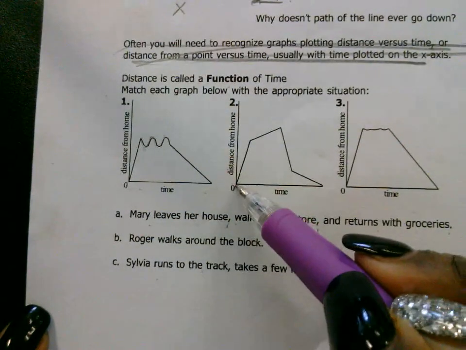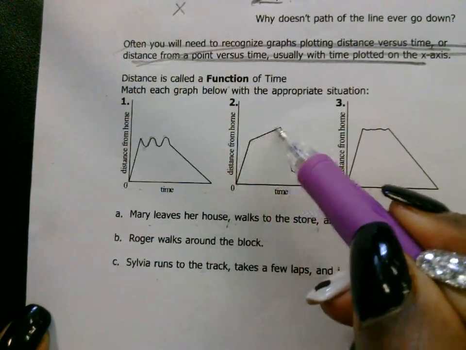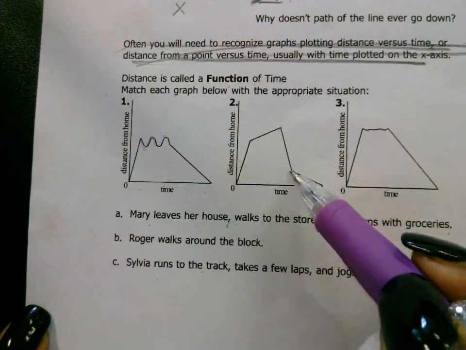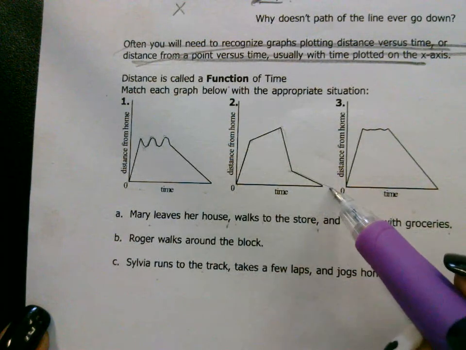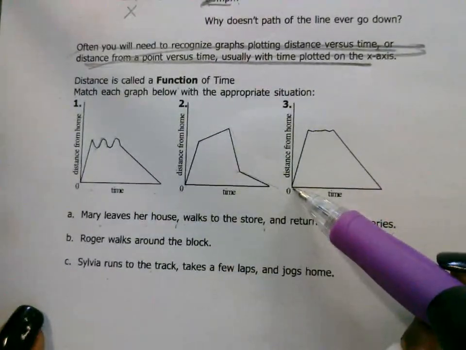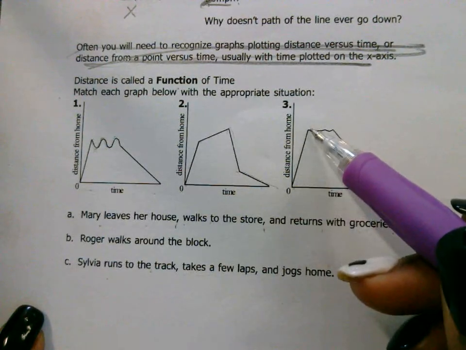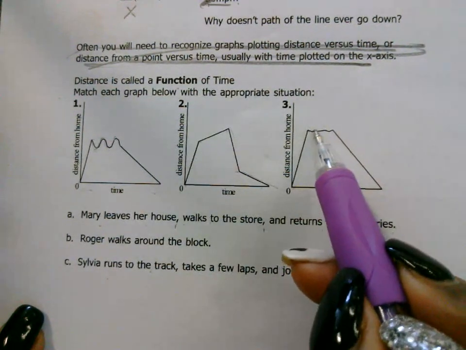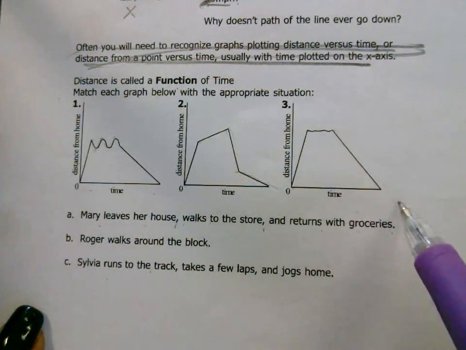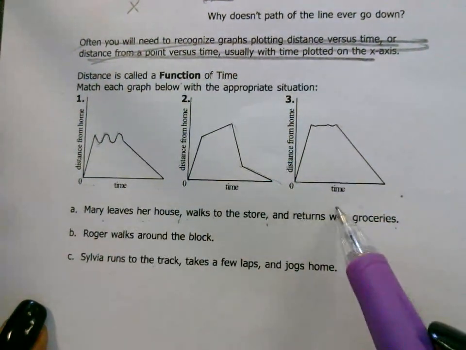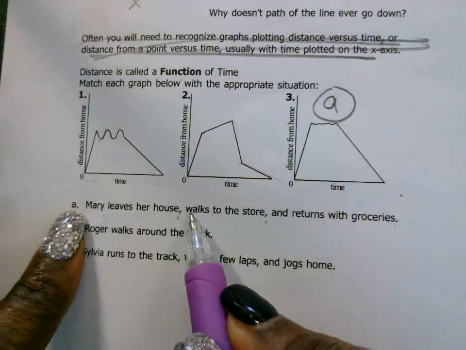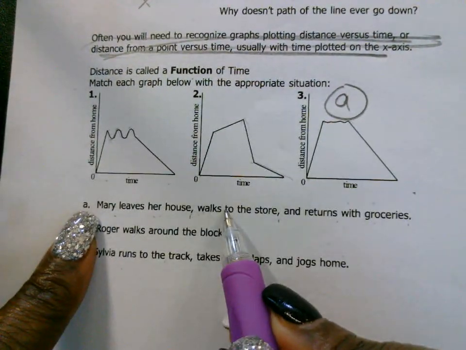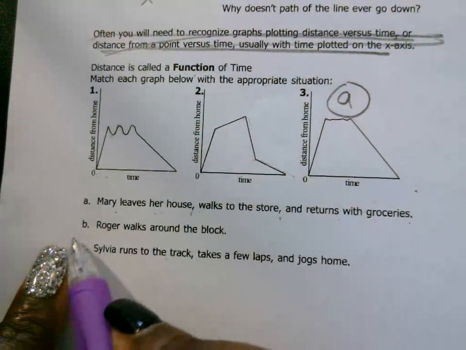This one is going at a fast rate, then slowing the pace down, then going back at a faster pace, and then slowing the pace down and getting back. Okay? This one looks as though it's going at a steady pace, then it's stopping for a while, and then it's heading back. 3 looks like the best answer for this situation. Adjust your answer if you did not get A here, and see if you can get B, C.